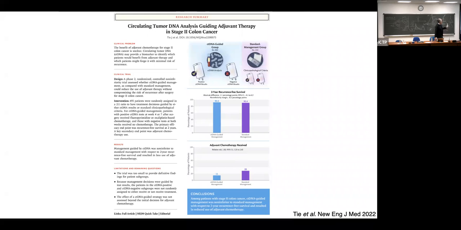So here, I'll tell you, this is funny. The question is, these patients have colorectal cancer, detected early. And then the question is, do they need chemotherapy?